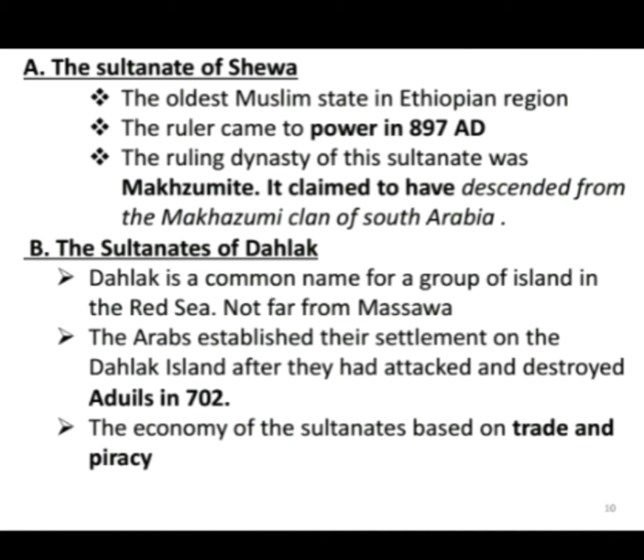The second one is the Sultanate of Dahlak. Dahlak is a common name for the group of islands in the Red Sea, not far from Massawa, closest to Massawa. The Arabs established their settlements on the Dahlak Island after they had attacked and destroyed Adulis in 702 AD. The economy of the sultanate was based on trade and piracy, and somehow robbery in the Red Sea trade.